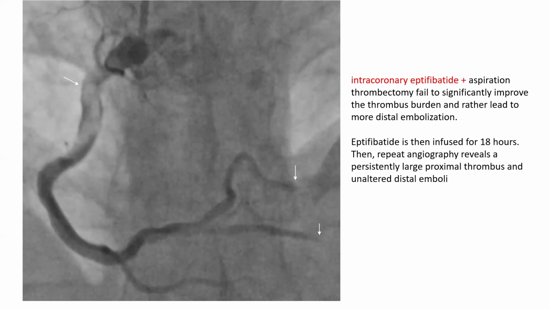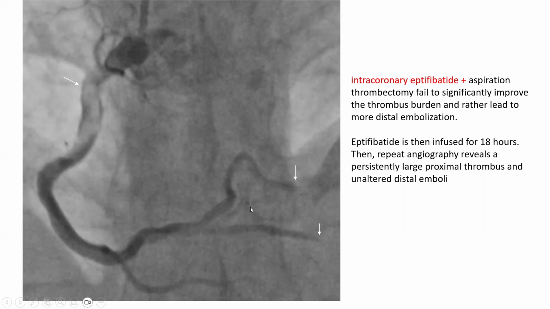I want to show you one last technique, and I will share with you this case I had during COVID time. This is a 38-year-old man with COVID who presented with inferior STEMI. You can see he has a heavy thrombus burden in the RCA with heavy distal embolization. We tried local intracoronary 2B3A with no success, and we also tried thrombectomy with no success.